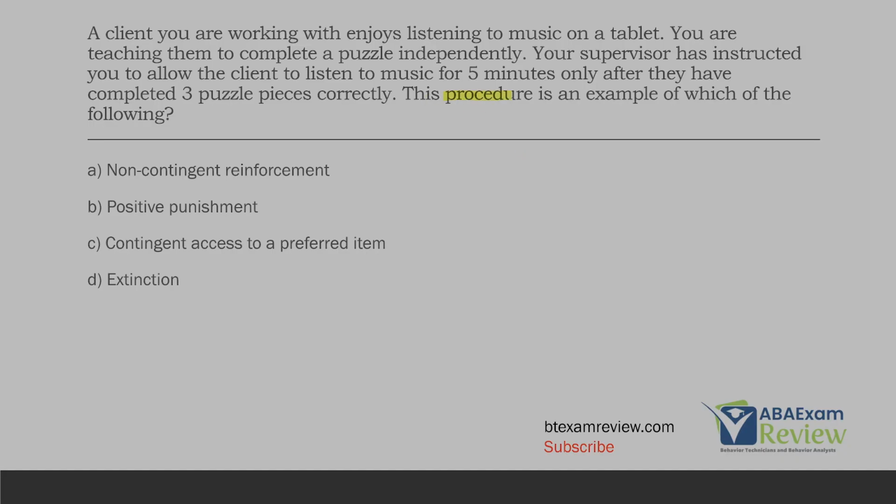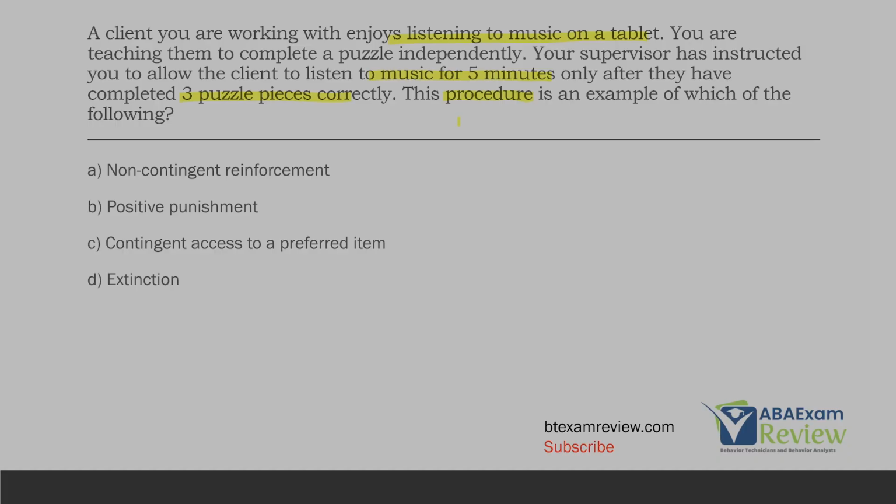Now we're looking at this type of procedure where this client is working and they enjoy listening to music on a tablet. So we read something like that. We're thinking, okay, maybe this is their reinforcement. You teach them to complete a puzzle independently. And now you are told, let the client listen to music for 5 minutes if they complete 3 puzzles correctly. Now, that's the only information we've been given. Normally we'd make a prediction. It's kind of hard to predict in this particular case.